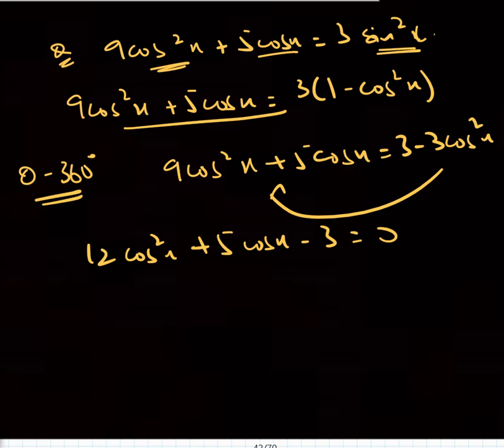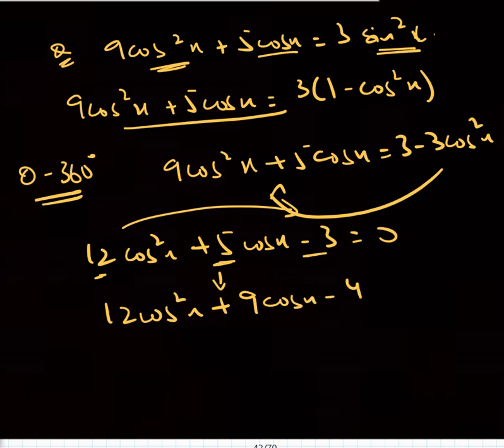So this becomes 12 times minus 3, which is minus 36. We have to break this middle term in such a way that the product becomes minus 36, and the sign should be plus, so I am taking plus 9 cos x minus 4 cos x minus 3 is equal to 0. Rearranging them, this should be over here, this should be over here.